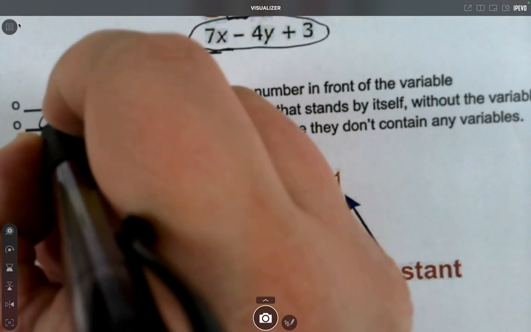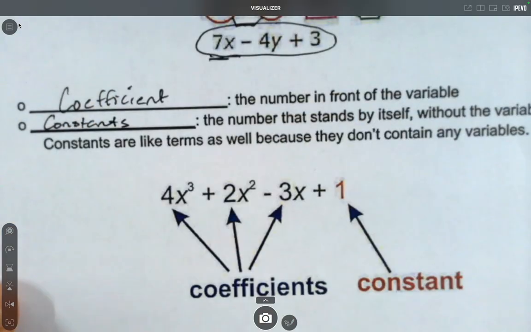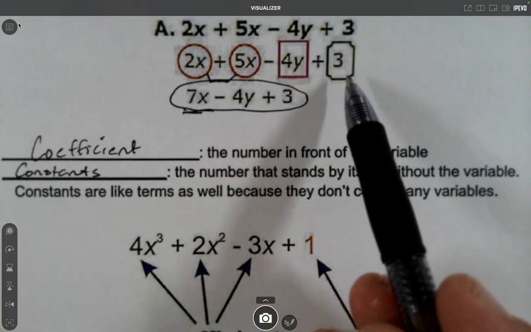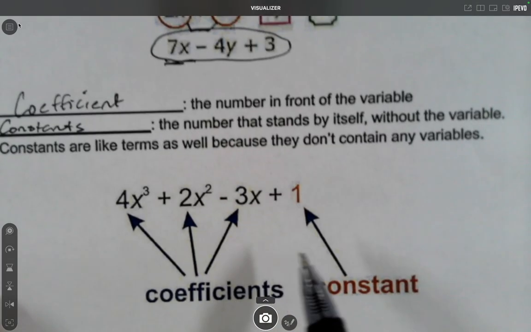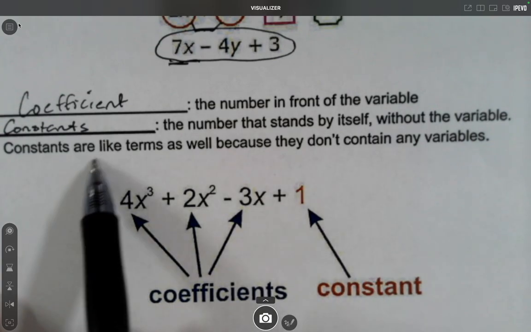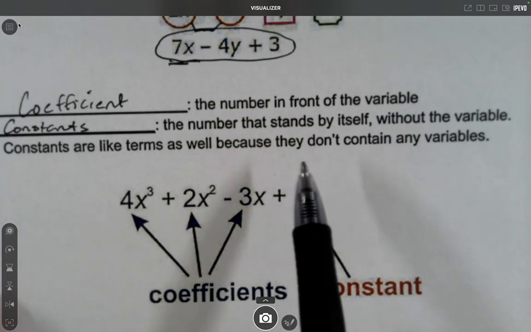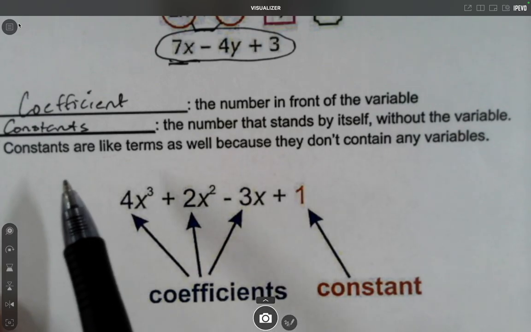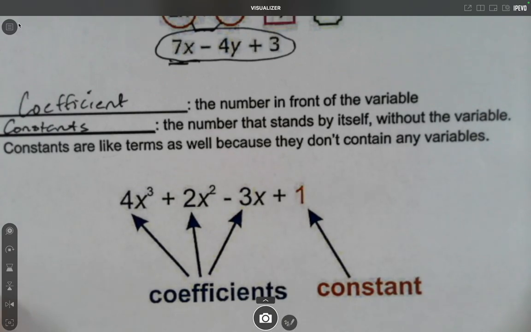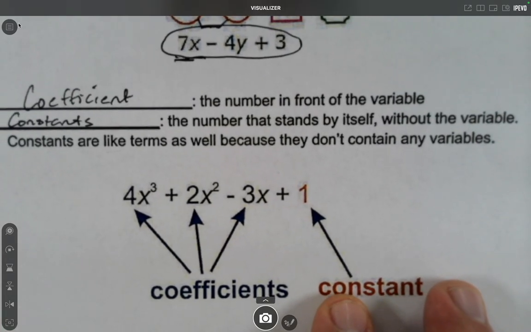There's also constants. Constants are a number that stand by themselves. They have no variable. So up in this one, 3 was a constant. Down in this one, 1 is a constant. And constants are like terms as well because they don't contain any variables. So constants have the same variable pattern because they have none. If you don't have any variables, and neither does the other guy, you guys have the same variable pattern.